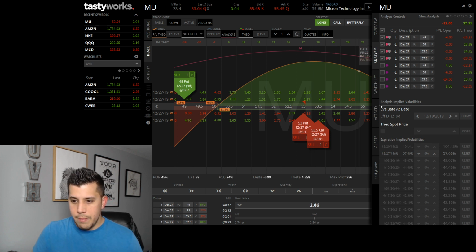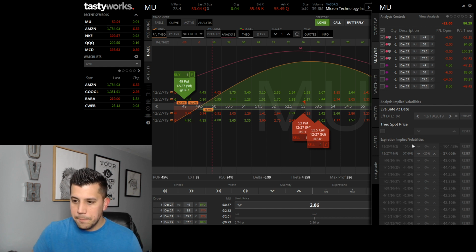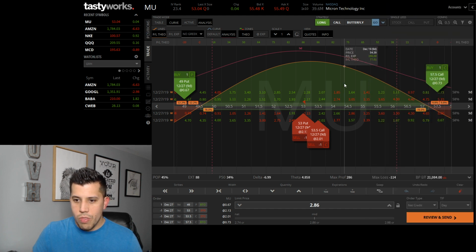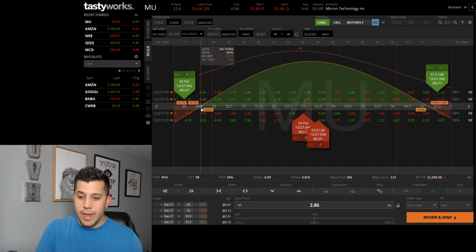So let me just set some parameters. I want to see how much this is going to be worth tomorrow. I'm going to do a conservative 20% drop on implied volatility, and let's walk through this trade. Now you can see we did get a little bit wider. My break even is at 49.5 on the put side, and at about 57.25 on the call side. So tomorrow, I could go as high as 57.25 or as low as 49.5 and break even if earnings goes crazy.